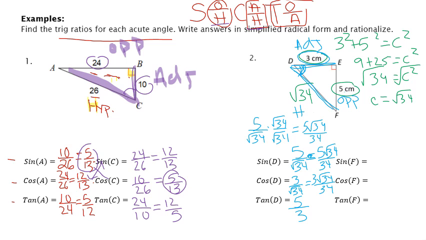For sine of f, you're going to find, again, it's the same thing, except the only difference is you kind of interchange those ratios. So sine of f really ends up being the same as the cosine of d, right? So we end up getting 3 root 34 over 34, 5 root 34 over 34, and 3 over 5.